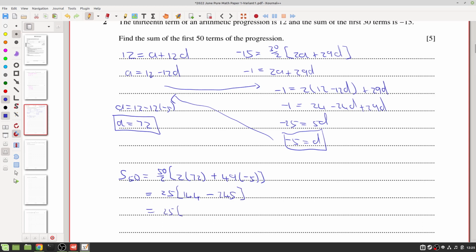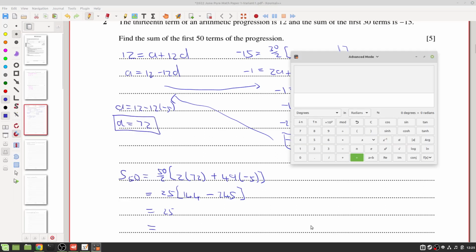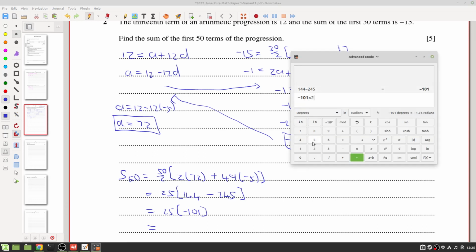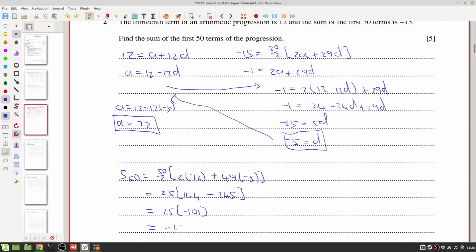So that gives us 25 times, and what is this? Is that 99? 99. Okay, so that's basically just 25 less than 2,500. So, where's that? Negative 101. Wait, let me just get a calculator before I confuse everyone, including myself. Brain is not functioning at max capacity today. Minus 245. Negative 101. So times that by 25, that's negative 2525. Alright, so that's the sum of the first 50 terms.